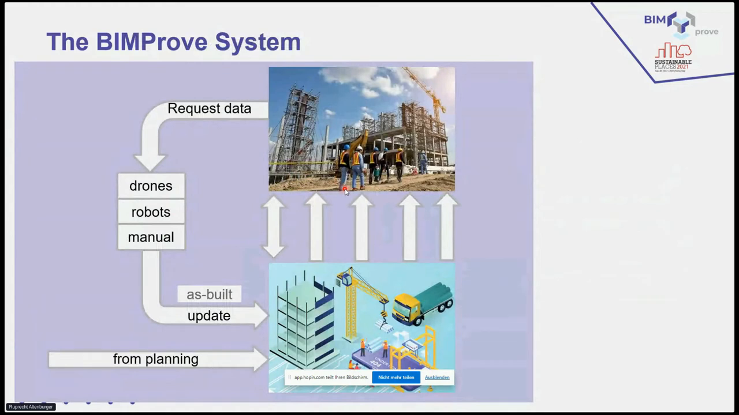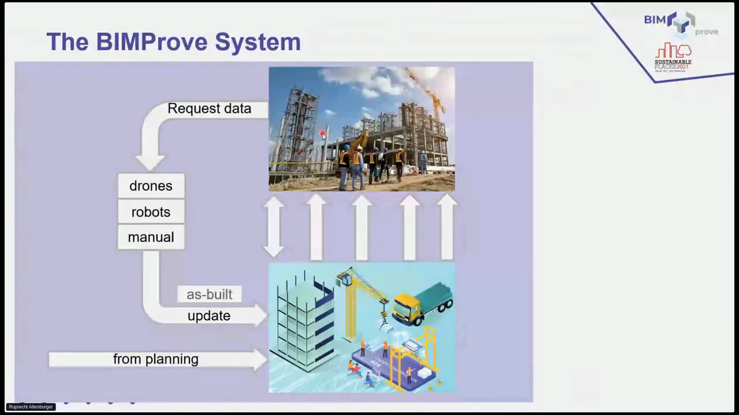So the BIMprove system, we already have seen some graphics. I tried to do it as simple as possible. We have the digital twin. We have the two parts of the twin. We have the construction site itself here on the top, and we have the twin of it at the bottom. And we have a connection between them.